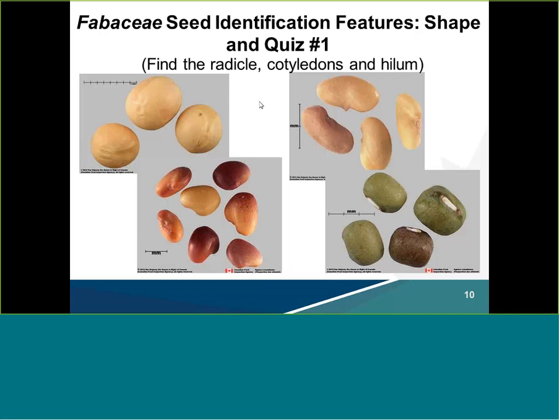Now, if you can figure out the names of them, that's great. But as I mentioned earlier, I would like you to try and find the cotyledons, where the radical is, and where the hilum is on each of these, and also give you an idea about the diversity of shape of the cotyledons, the radical, and the hilum, and how all three of those inform the overall look of the seed.